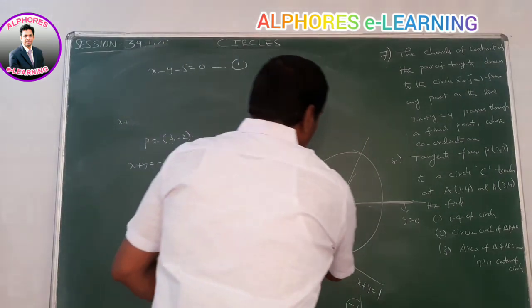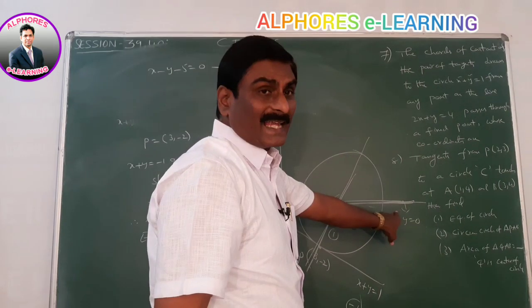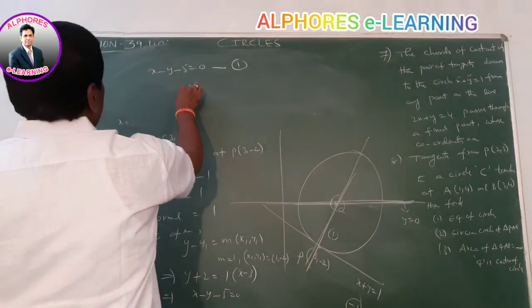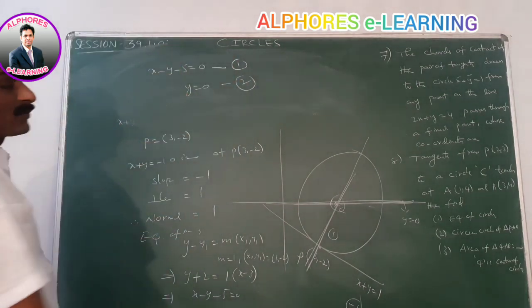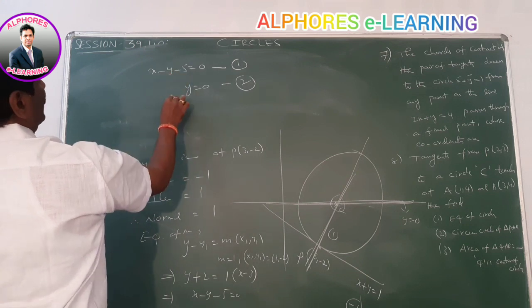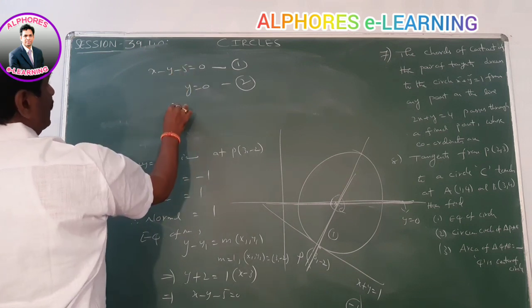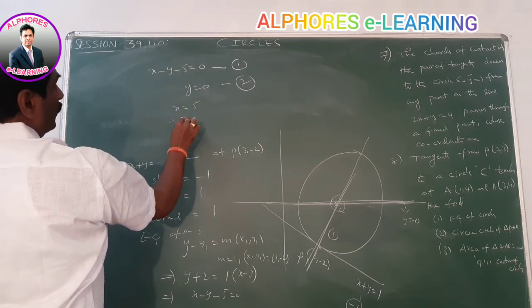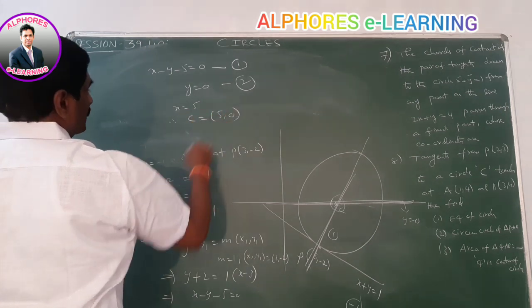But the diameter's center of the circle lies on the x-axis. That means the equation of the x-axis is y is equal to 0. By solving these two equations, we get the center of the circle. With y equal to 0, x is equal to 5. Substitute this value in this equation, x is equal to 5. Therefore, the center of the circle is 5 comma 0.